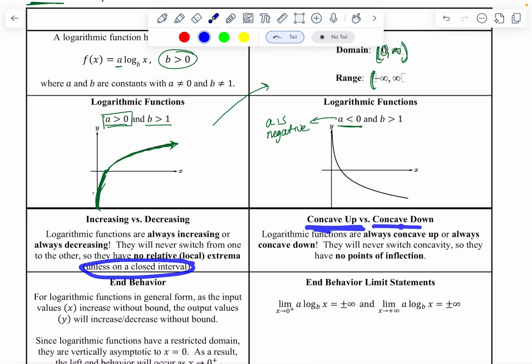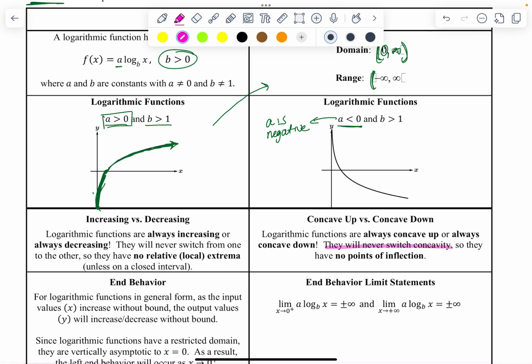Now, in terms of concavity, concave up versus concave down, log functions are always concave up, like this guy, or they are always concave down, like this guy. They will never switch concavity either. So they will never switch concavity, so they have no points of inflection. And they will never switch from increasing to decreasing, so they have no relative extremas.